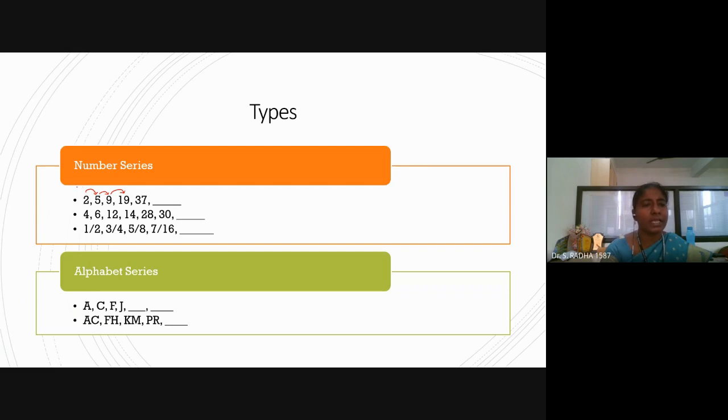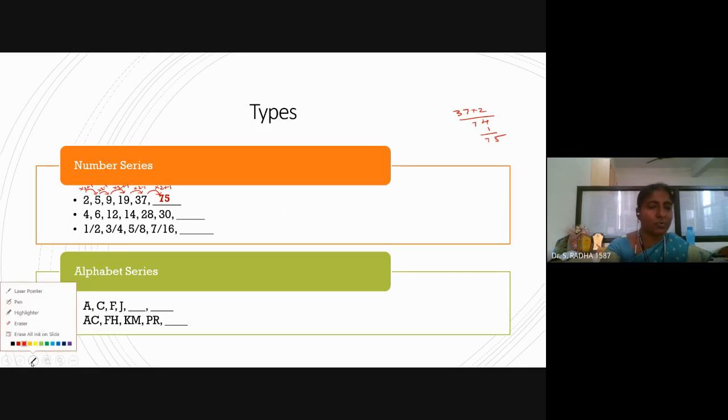Here I will take 2 into 2 plus 1, 5 into 2 minus 1, 9 into 2 plus 1. Okay, 9 into 2 is 18, plus 1 is 19. And here into 2 minus 1: 19 into 2 is 38, minus 1 is 37. Now what is the next step? It is into 2 plus 1: 37 into 2 is 74, plus 1 means 75 is the answer. Okay, next question.